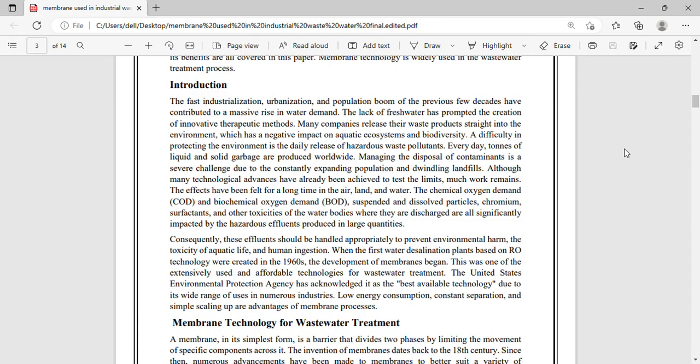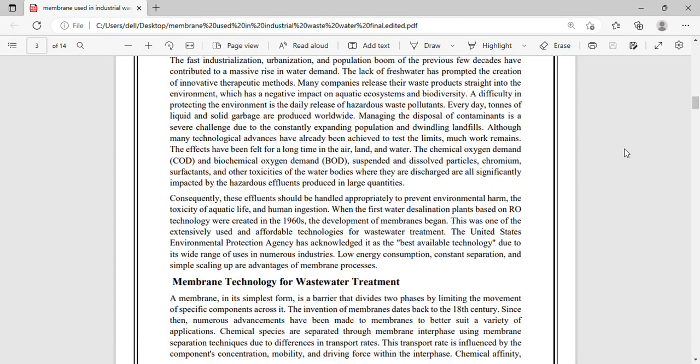Every day, tons of liquid and solid garbage are produced worldwide. Managing the disposal of contaminants is a severe challenge due to the constantly expanding population and dwindling landfills. Although many technological advances have already been achieved to test the limits, much work remains. The effects have been felt for a long time in the air, land, and water.